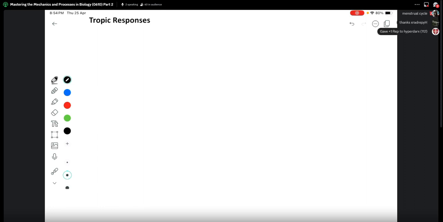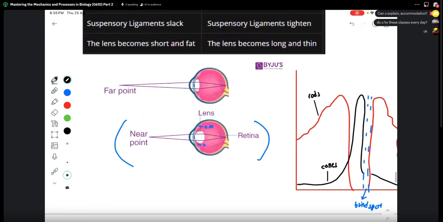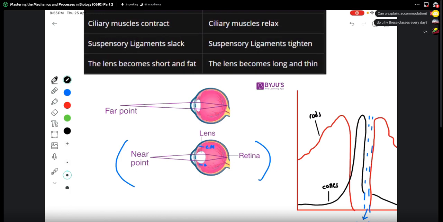In this chapter, in the same chapter. Don't go to the next chapter yet. I say in this chapter first. I explained accommodation already just now. Please check back the recording later on when I explain accommodation again.